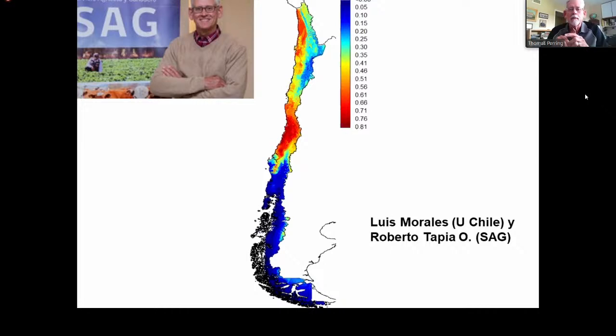One of the opportunities I had when I was in Chile is that on the second day of my visit, there was a big symposium. I was really impressed that Luis Morales and Roberto presented this graph of a climate matching model that predicted where Bagrata hilaris, the Bagrata bug, would become a problem in Chile. I was very impressed that in that very short amount of time from its arrival, so much research had been done. I started thinking at that time, and I've been thinking in the U.S., I also had a colleague who was doing some climate matching modeling.